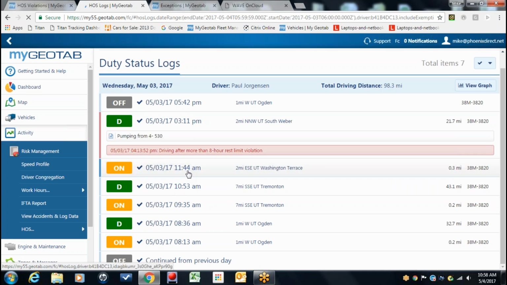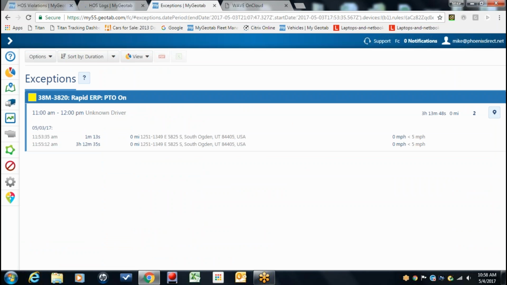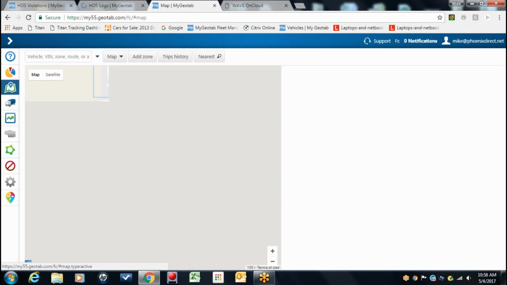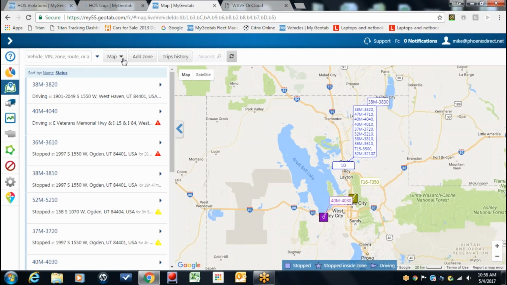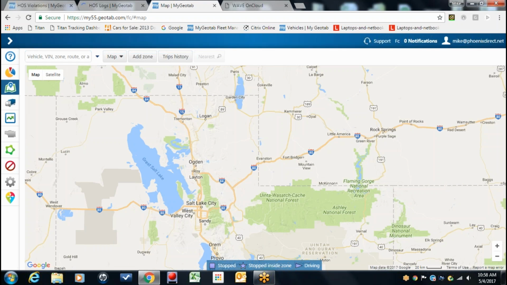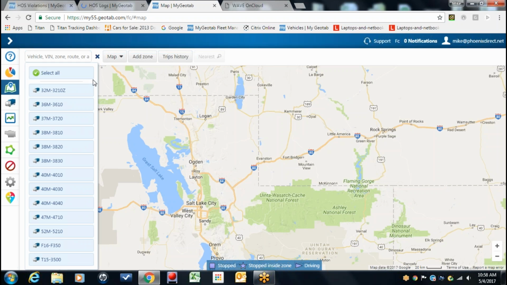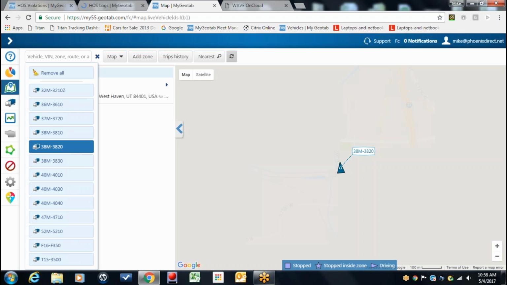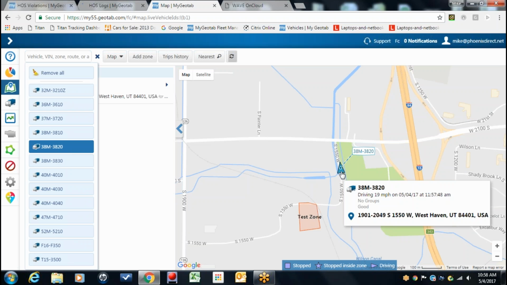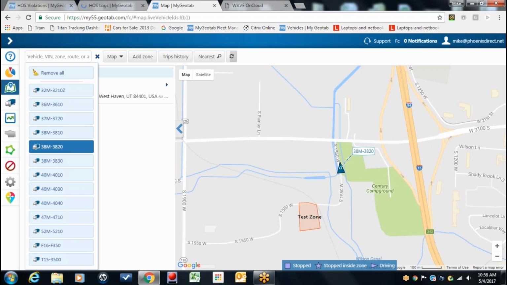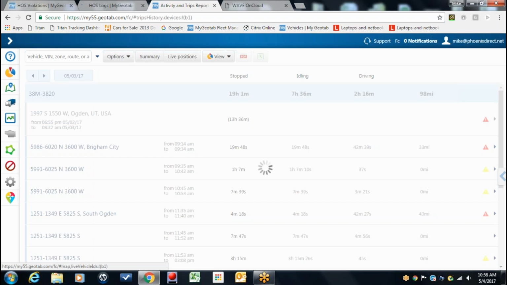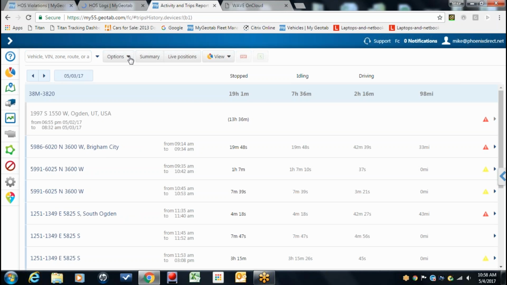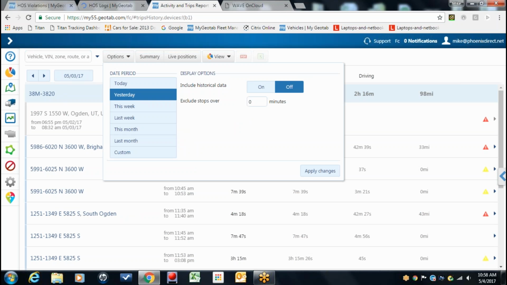Well, the best way to do it is to come over here under another duplicate tab, go to your map, hit clear. We know it was 38M 3820 was the vehicle that was being driven. It's being driven right now. We want to go about yesterday. So we click on trips history. We go up here and we select yesterday and hit apply.